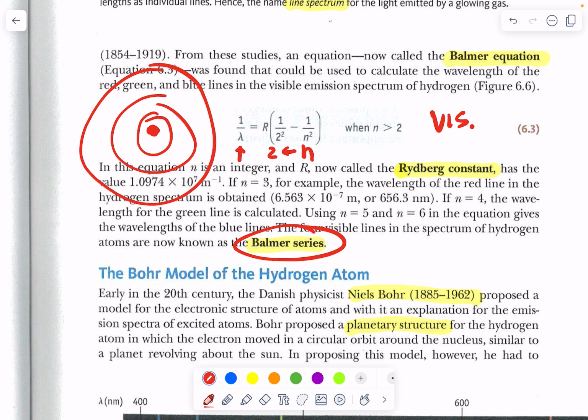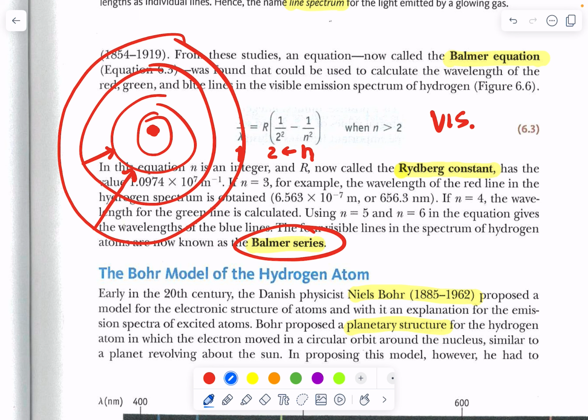If an electron is falling back to the second from the third, so n would equal 3, or if I have another energy level, an electron is falling from the fourth back to the second, so n would equal 4. All electrons that have been excited, when they fall back to the second energy level, are going to produce spectral lines in the visible part of the spectrum.